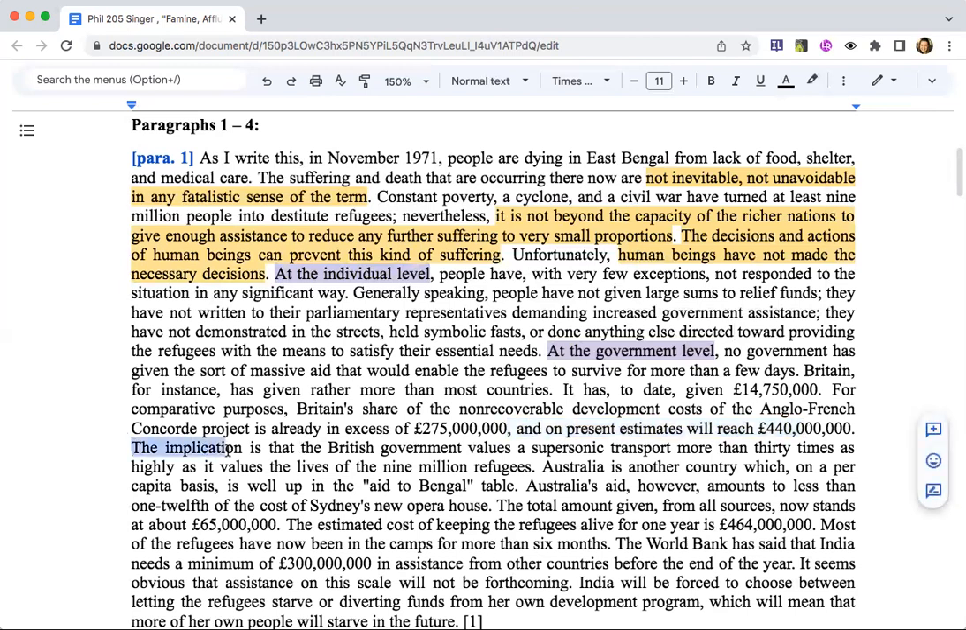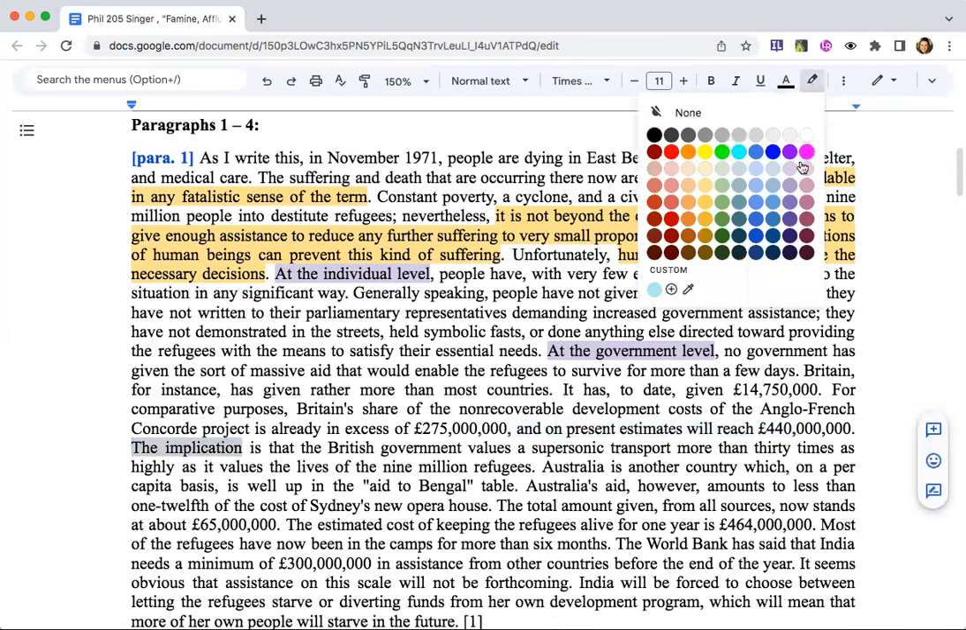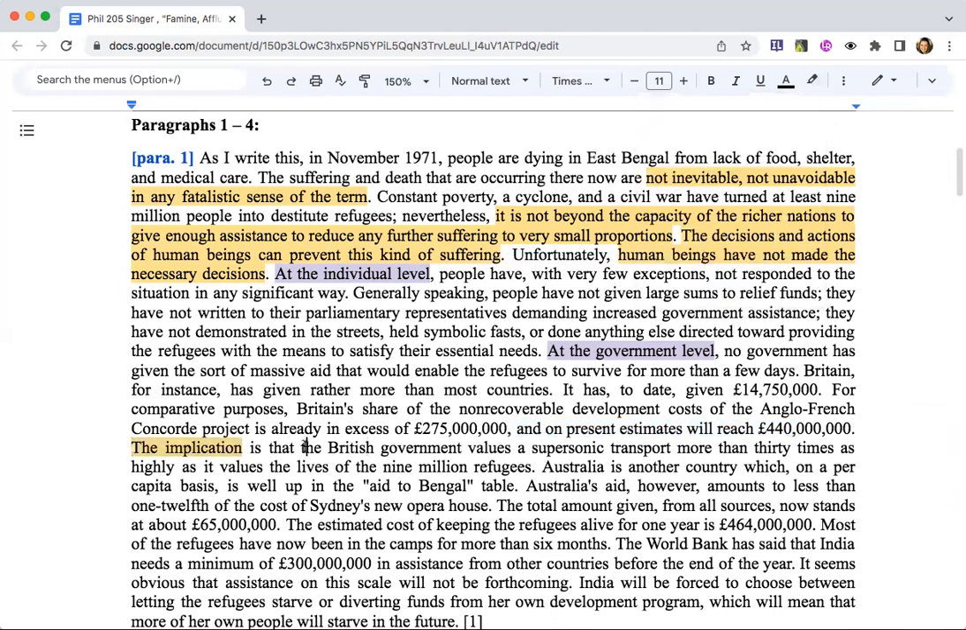The implication is that the British government values a supersonic transport more than 30 times as highly as it values the lives of 9 million refugees. Australia is another country which, on a per capita basis, is well up in the aid to Bengal table. Australia's aid, however, amounts to less than 1/12 of the cost of Sydney's new opera house.